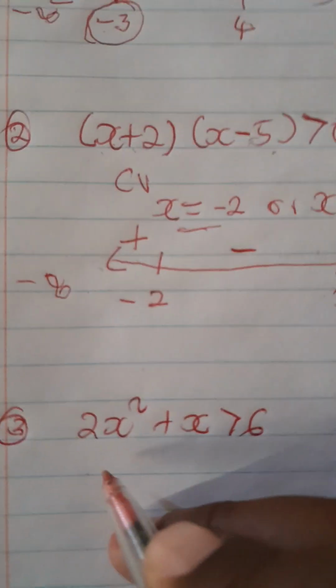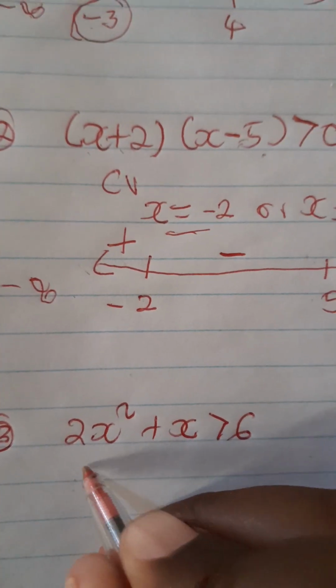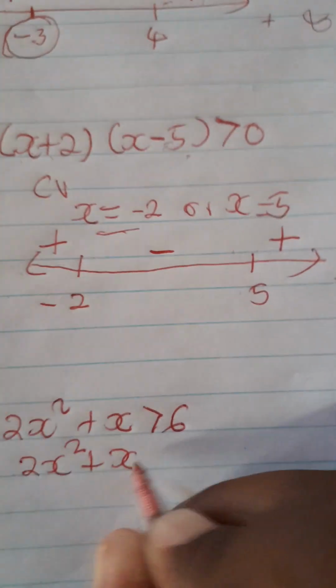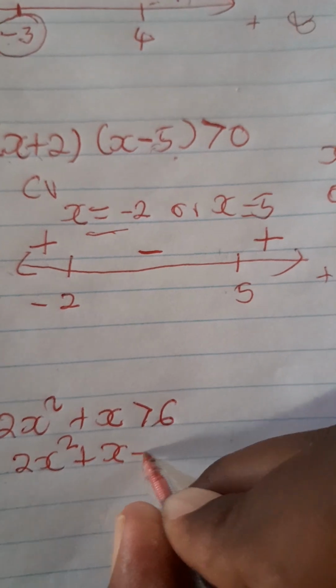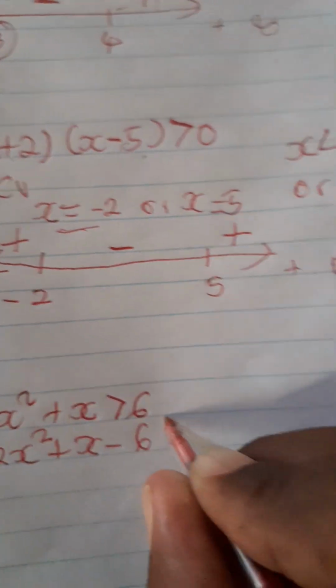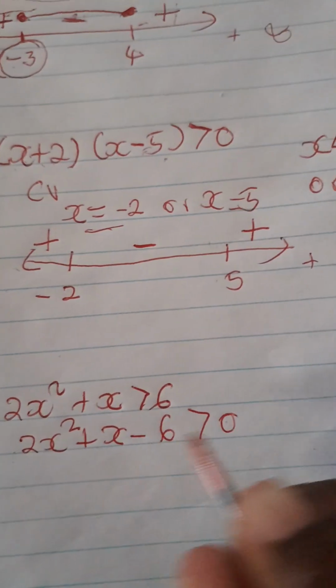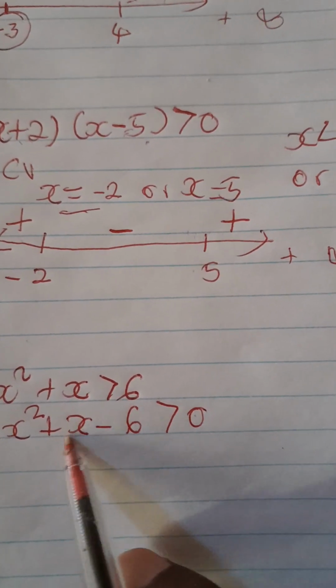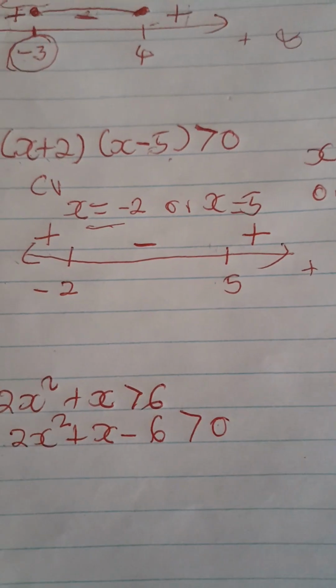Then let's go to the third equation. So even in this one, we need to represent it in a standard form. Let's take 6 to the left hand side. It becomes 2x squared minus x minus 6 greater than 0. So from here, you can see that the factors of 6 should satisfy the middle term.